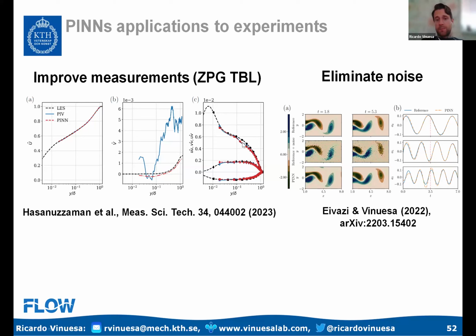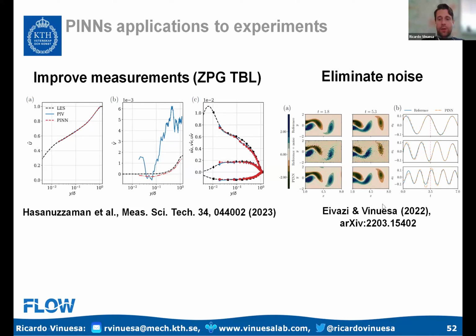In the Reynolds stresses, PINNs improves a little bit the reproduction of the fluctuations, but you can see how the wall normal velocity V is in excellent agreement with the reference after using PINNs. So to correct experimental data, PINNs is a very useful tool.